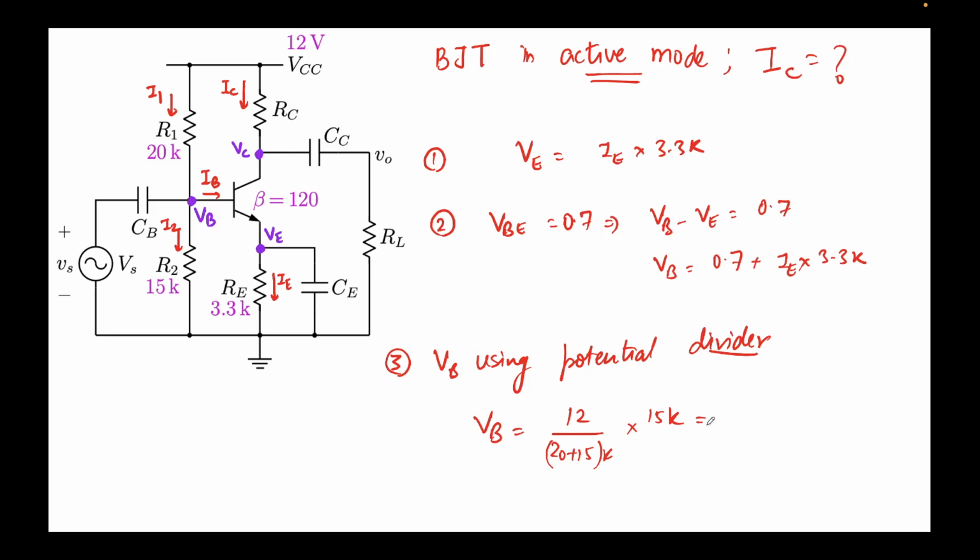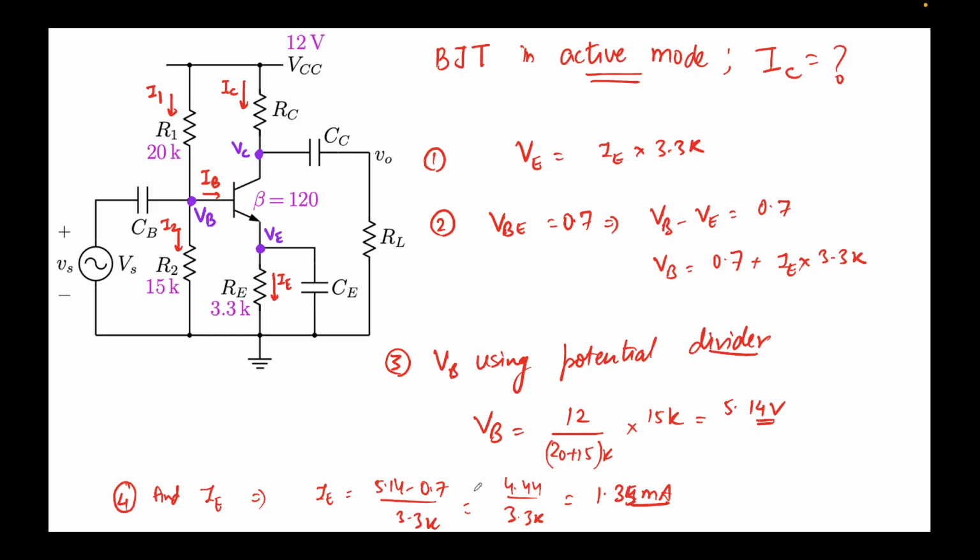So it will be 12 times 15 over 35. This comes out to be 5.14 volts. If VB is known, I can find IE from this. Now step 4 is to find IE. IE is equal to 5.14 minus 0.7 over 3.3k, so that's 4.44 over 3.3k. This value comes out to be around 1.34 milliamps, sorry, 1.35 milliamps.